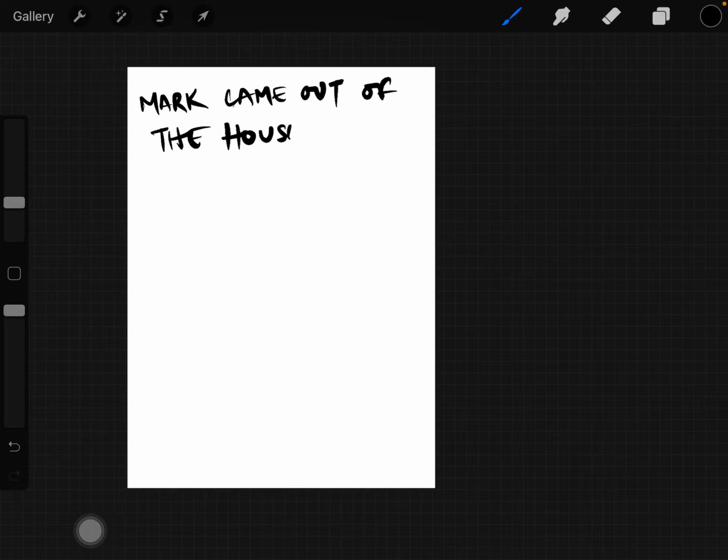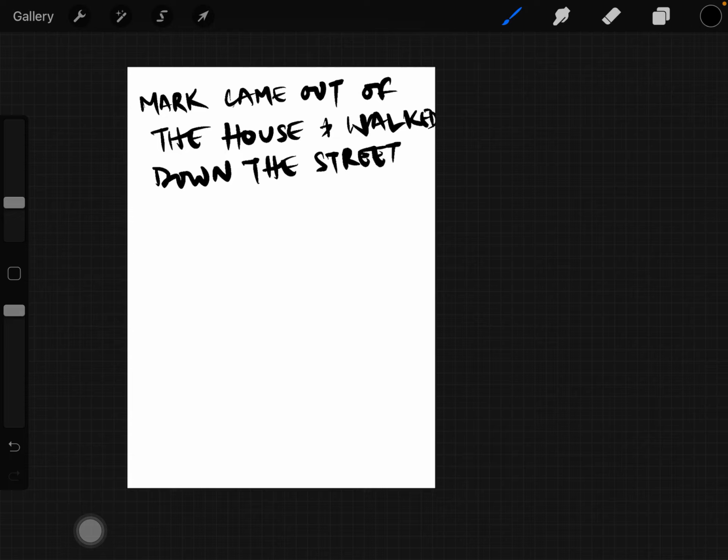So for example, the beginning of the story is, for example, the character's name is Mark. Mark came out of the house and walked down the street. Okay, so Mark came out of the house and walked down the street.